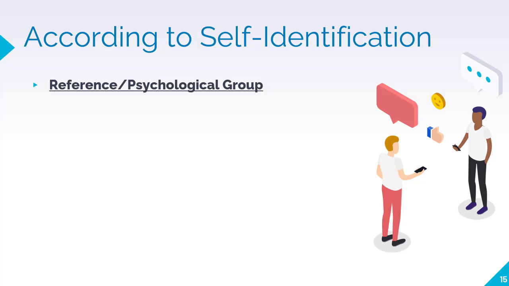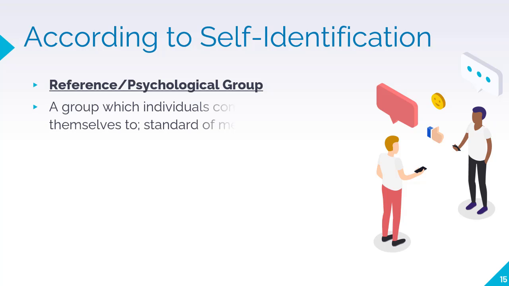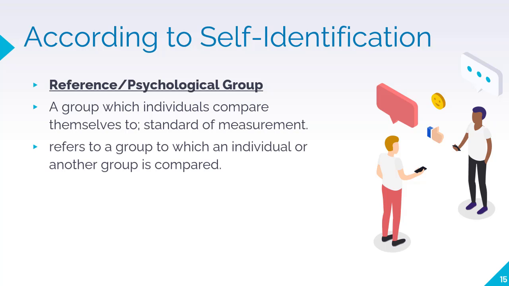Reference or psychological groups. A group which individuals compare themselves to. It serves as a standard of measurement for that individual. A reference group refers to a group to which an individual or another group is compared. For example, if you love watching Barcelona, Manchester United, or the Brazil national football team play it out on the world stage, then their game, techniques and strategies become your standard in terms of football.